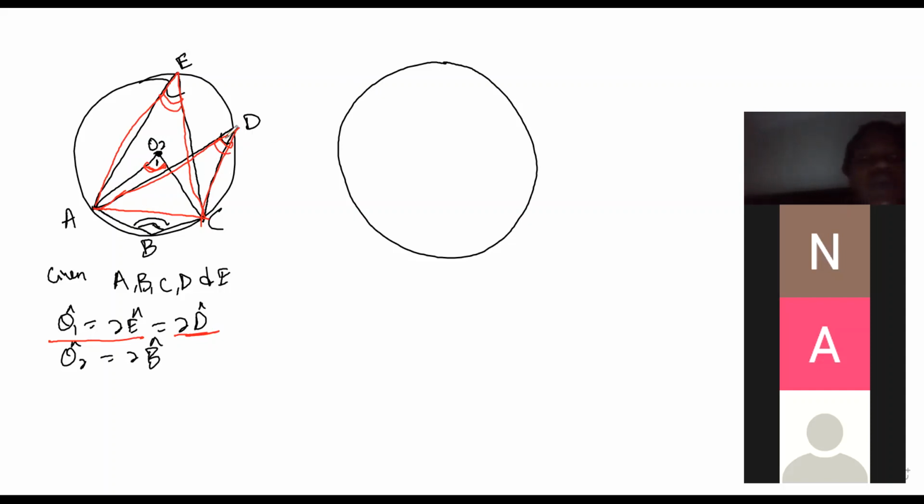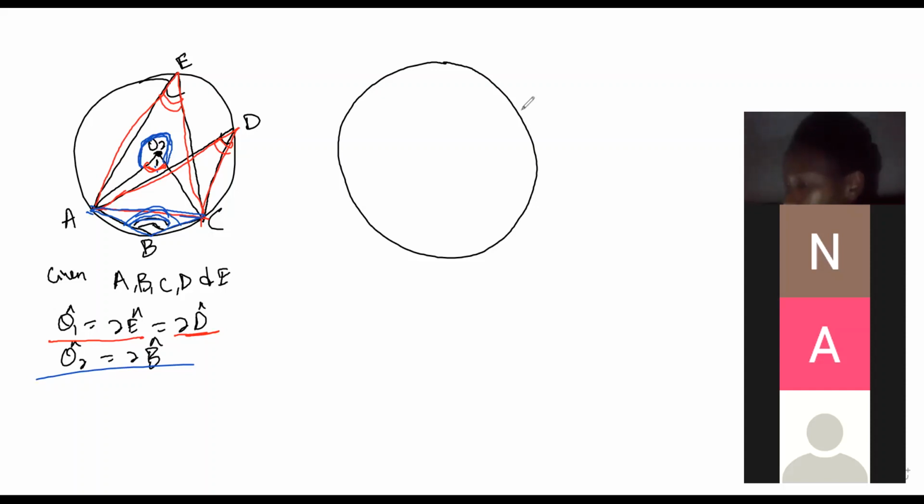And also, the same theorem, O2 is twice B. O2 is the angle at the center, subtended by this arc AC. That arc AC also subtends the very same angle on the circumference, on the other side. So O2 is this side, it subtends this angle. O1 subtends the other angles. Okay, so that is that theorem.